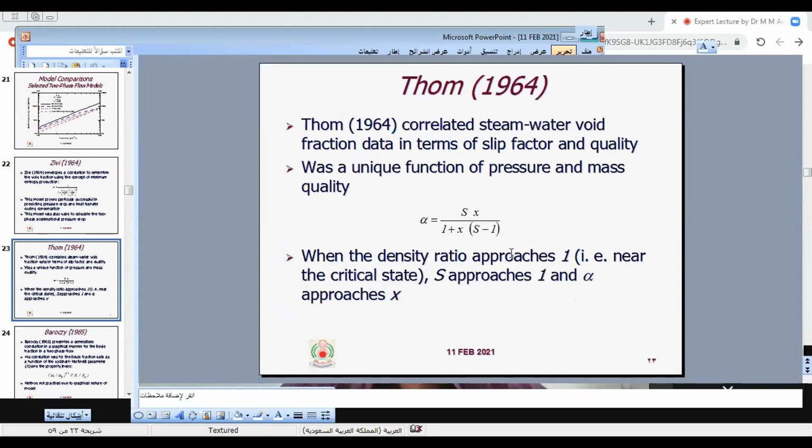In the same year, Thom developed a void fraction correlation for steam water in terms of two variables: slip ratio and mass quality. From this equation, we can see the density ratio approaches 1 near the critical point, and void fraction equals x. For example, if you substitute s equal to 1, then from this equation you can find alpha is equal to small x.